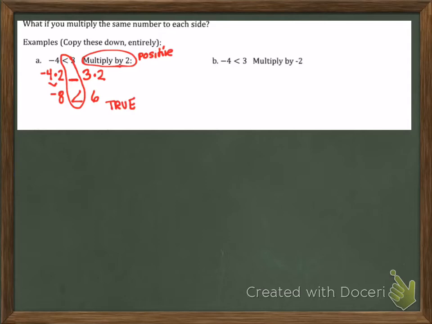We look at example B. This time we're multiplying by a negative. So we have -4 times -2, and we're looking at that compared to 3 times -2. It started out as less than. -4 times -2 is a positive 8, and 3 times -2 is -6. But if I try to put the less than in there, well, 8 is not less than -6, so I've got to get rid of that and flip it around: 8 is greater than -6. When we multiply by a negative, it changes the inequality.